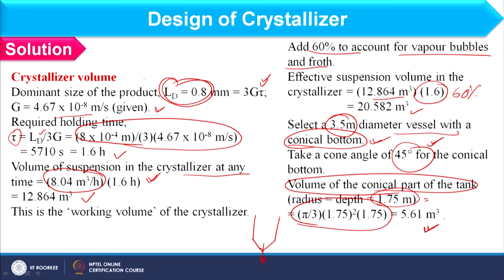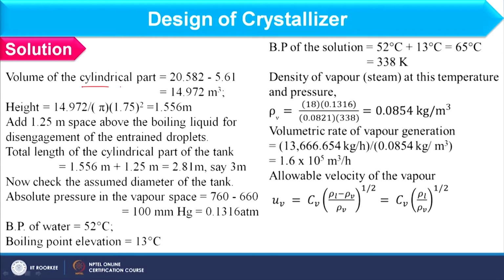meter cube. Okay. So, in this way you can find the total volume of the crystallizer and volume of the conical section. Deduction of this will give the volume of the crystallizer when I am considering the cylindrical section of the crystallizer only. Okay. So, let us see that volume of the crystallizer part is 20.582 minus 5.61. So, 14.972 meter cube we consider as volume of the cylindrical part of the crystallizer.